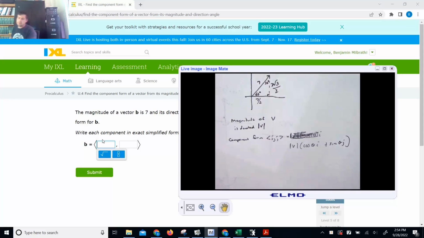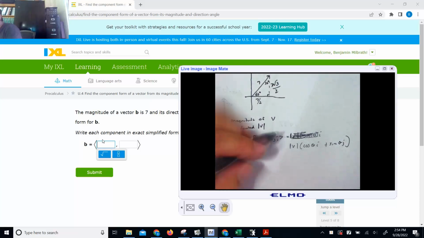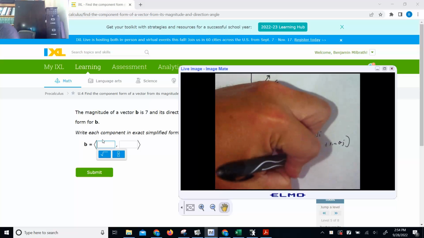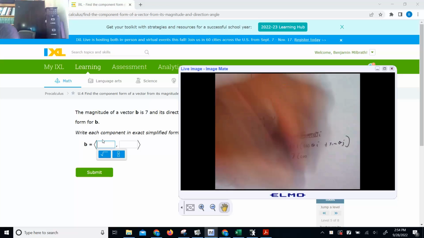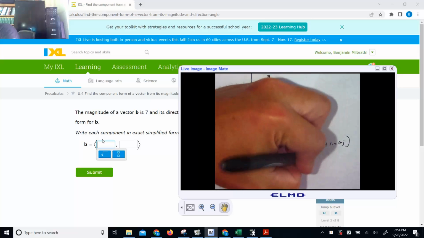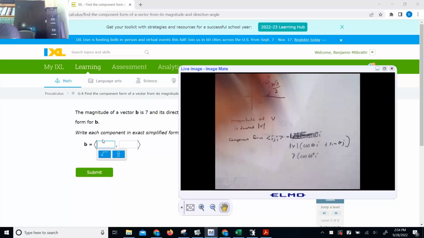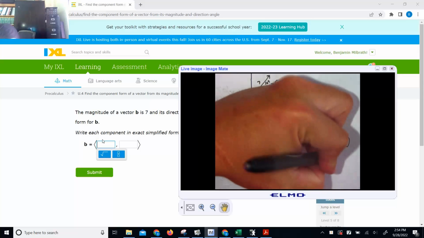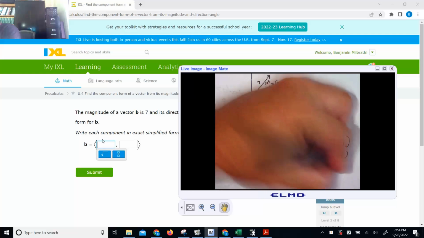So let me work through this one. We've already kind of established what the answers are, and I'll work my way through it so you can see the formula works. This thing had a magnitude of 7. I'm going to multiply it by the cosine of theta, which was 60 degrees. You can use radians if you want, I, plus the sine of 60 degrees, j.